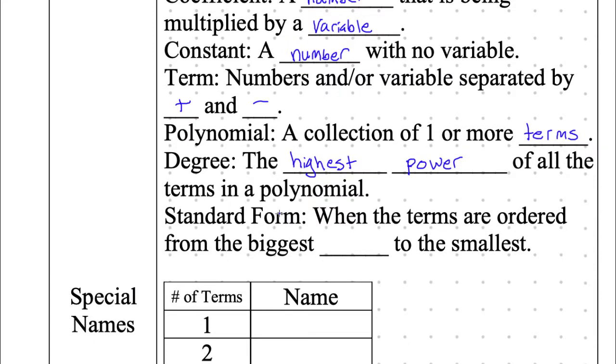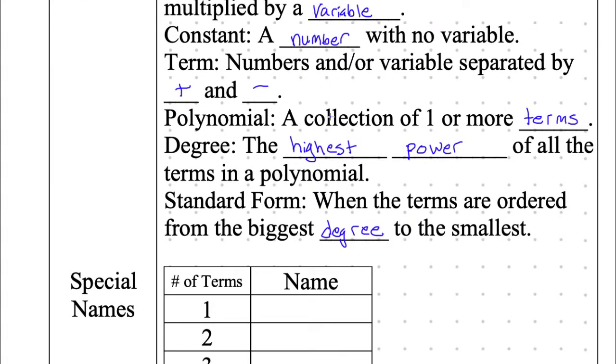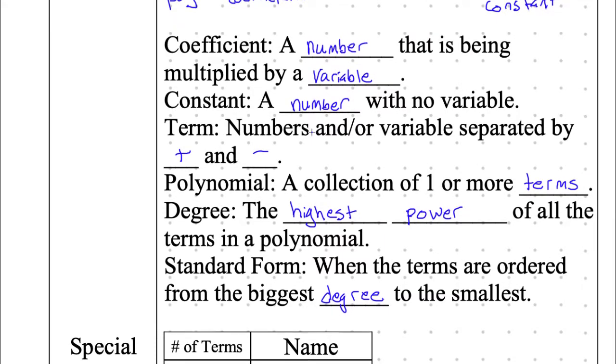All right, and standard form. So I made this promise last year, and I'm holding to it. Whenever you're in Algebra 2, you will always be writing things in standard form. I might not be giving it to you in standard form, but if you ever write a polynomial in my classroom, it needs to be in standard form, and that is when the terms are ordered from the biggest what to the smallest, the biggest degree. So this one is already in standard form because it goes 4, 3, 2, 1, 0. It goes bigger and then smaller and smaller and smaller. So this is already in standard form. All right, so now's a good time to pause the video if you need to review anything.